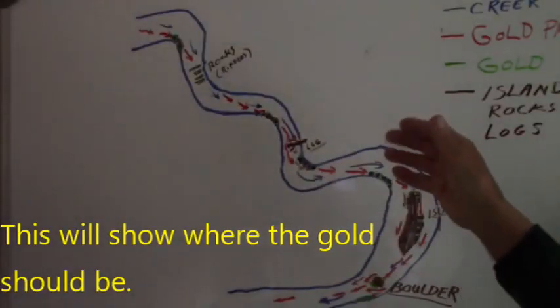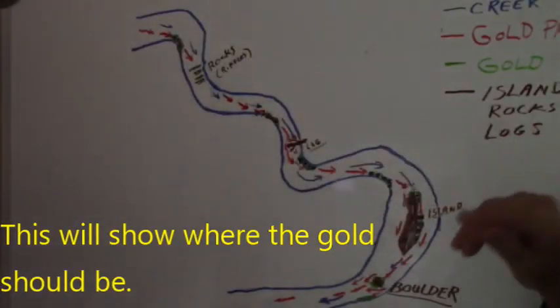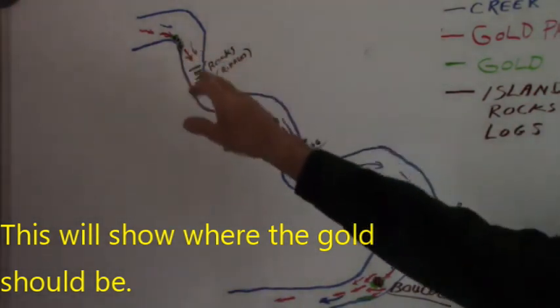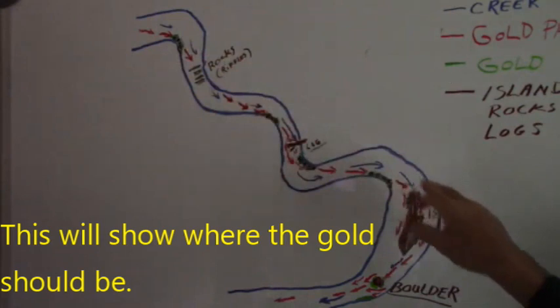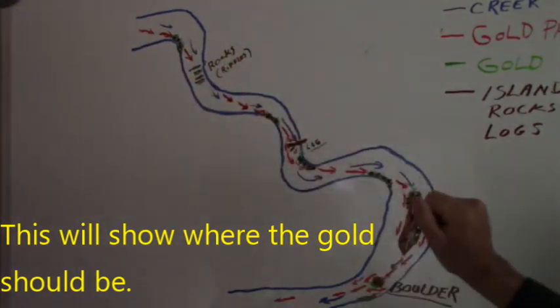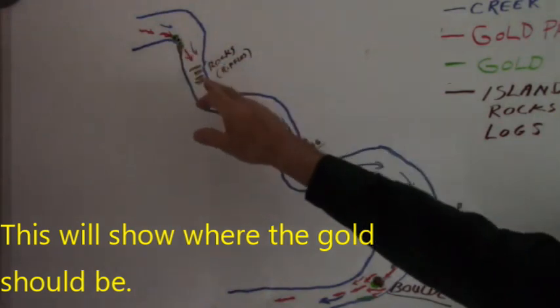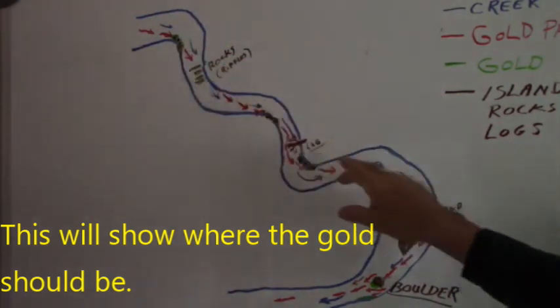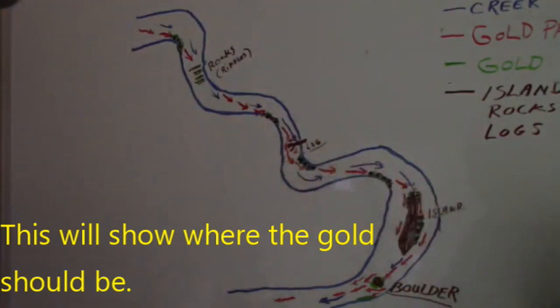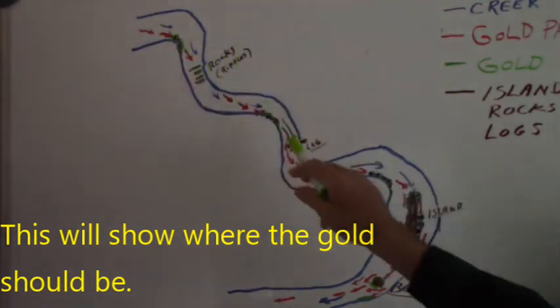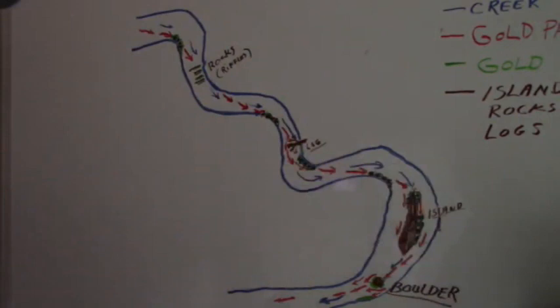It can be anywhere, a creek like this. It can be even a river that flows like this. The blue arrows show the flow of the water. The red arrows are showing the gold path through this whole creek area. Now there's different things that will happen in a creek. That flow will stay just like it is unless there's an obstruction.